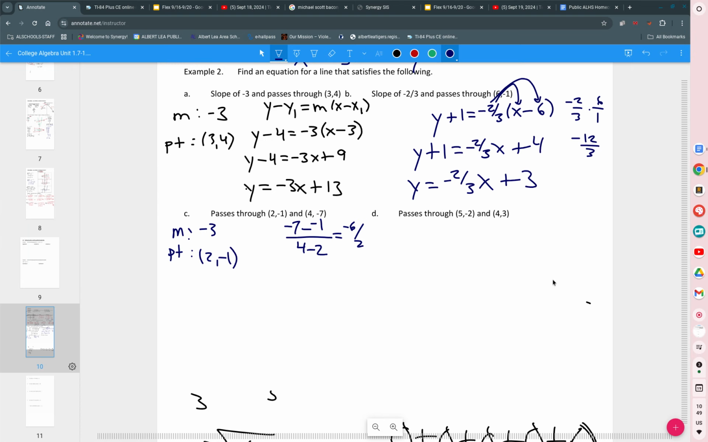Once I get it to this point, we're home free, aren't we? We just go straight to our point slope form. Just identify your slope and your point, and then you're golden. y plus 1 is equal to -3 times x minus 2, or y plus 1 is equal to negative 3x plus 6. I subtract the 1, y equals negative 3x plus 5.